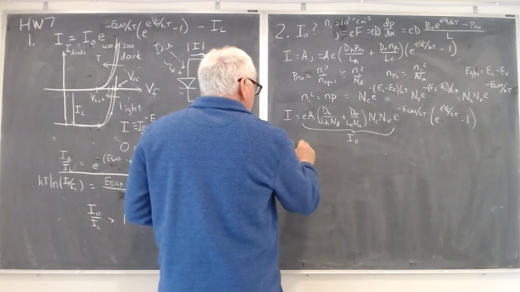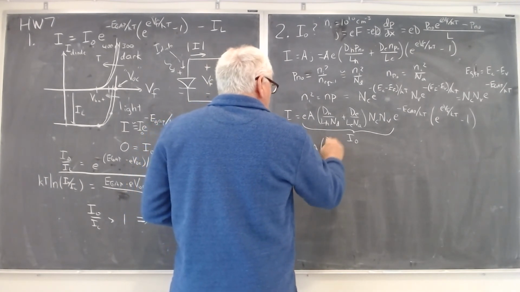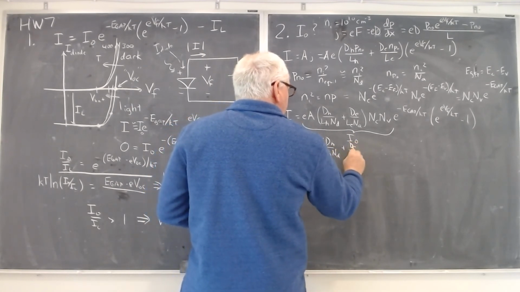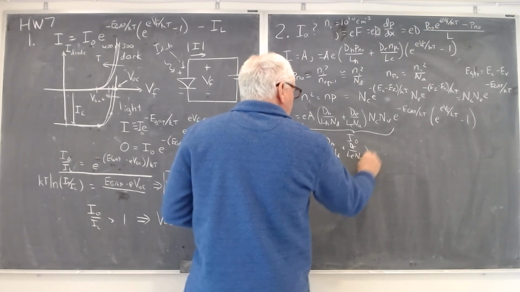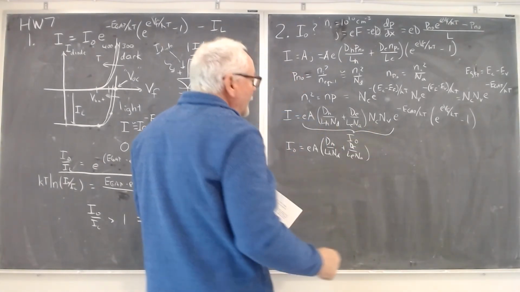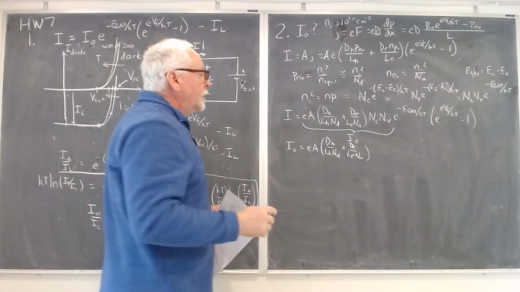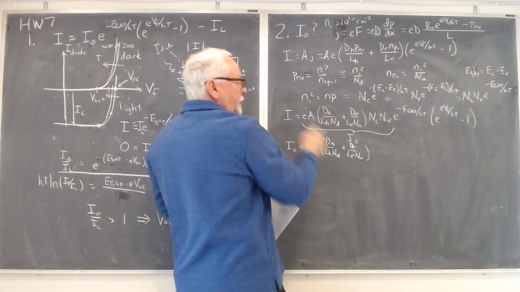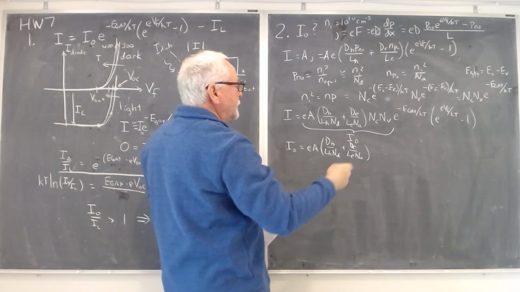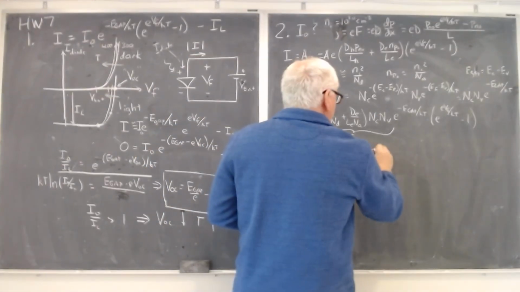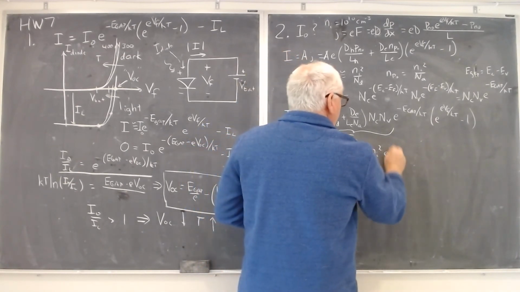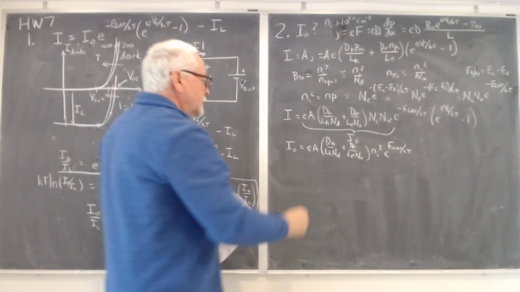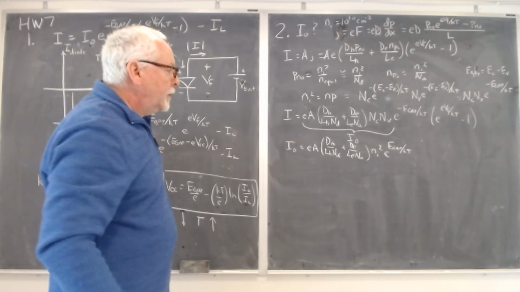Okay, I naught is equal to EA (DH over LH ND plus DE over LE NA) times NC NV. Go back here. You have to use this formula to plug in for NC. So it's kind of like you're going backwards a little bit. But NC NV is Ni squared times E to the E gap. So that's I naught in terms of Ni.